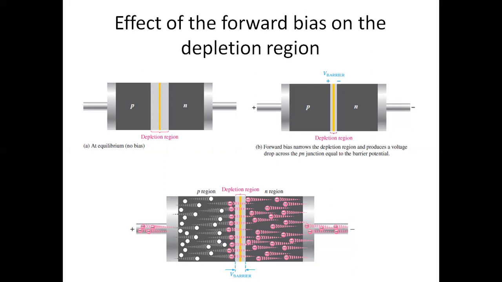And again, that action serves to narrow down the depletion region. So the take home point from this slide is that the amount of energy required to move an electron from the N region to the P region is what we are calling the barrier potential. And you need to have your voltage source exceed that value for the diode to be forward biased. And if that happens, then the depletion region of the diode narrows down.